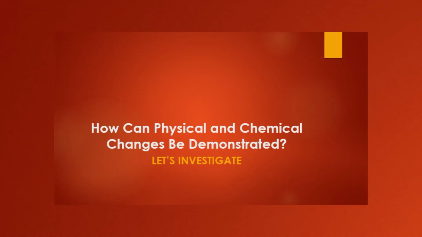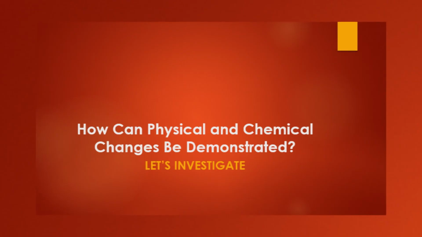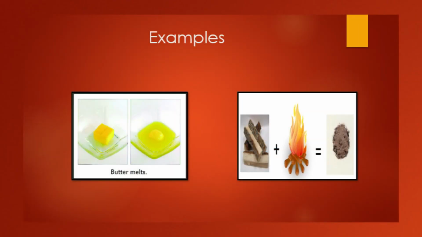So, what are we going to investigate today? We are going to be investigating how to carry out or to demonstrate a physical or chemical change. There are some examples shown on your screen. Melting butter, for instance, is a physical change, whereas burning wood, or in this case, burning a piece of match, as demonstrated here, would represent a chemical change.